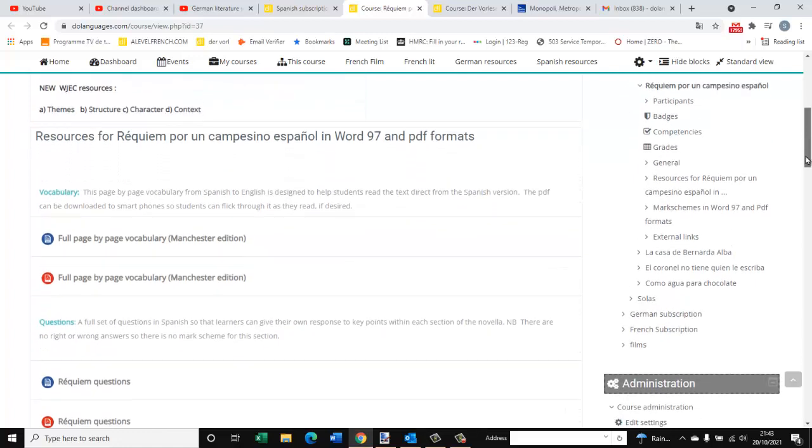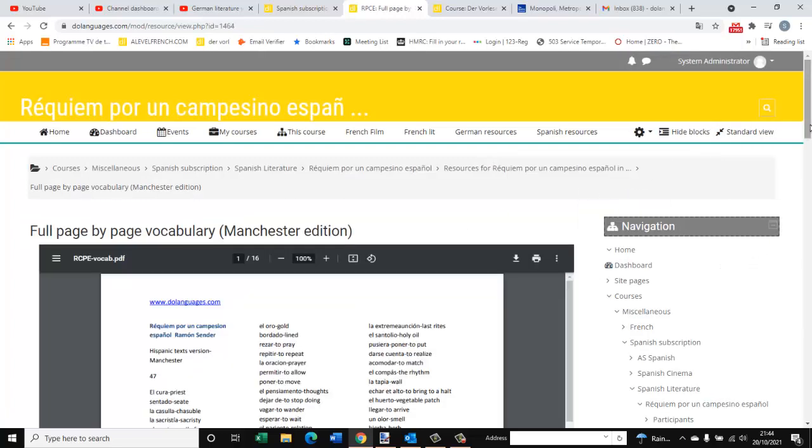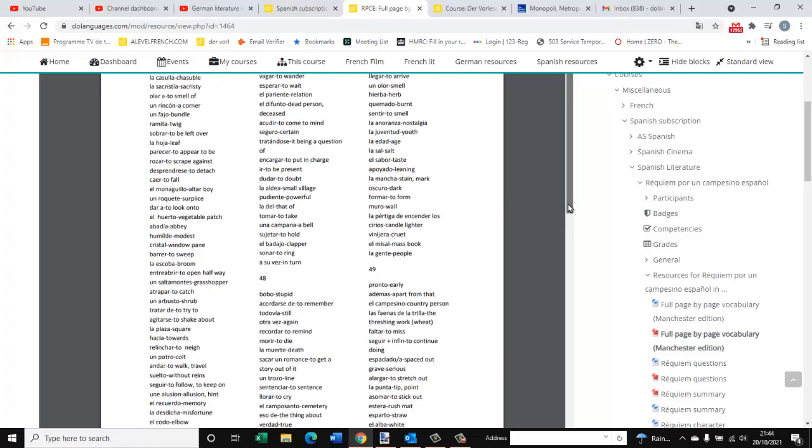As with all A-level texts, the students working on them are going to find the sheer amount of unknown vocabulary a problem. So rather than having the teacher going through the whole book word by word, we've produced a vocabulary list that is page by page, that can be downloaded in PDF form onto a phone or an iPad, so that the user can just flick through and find the vocab in the correct order.